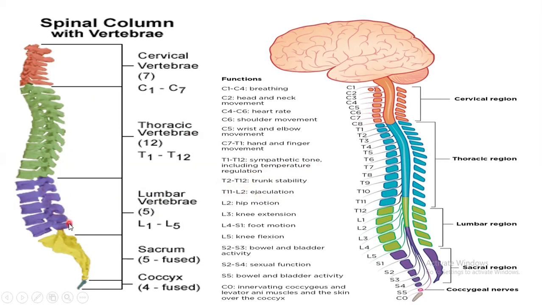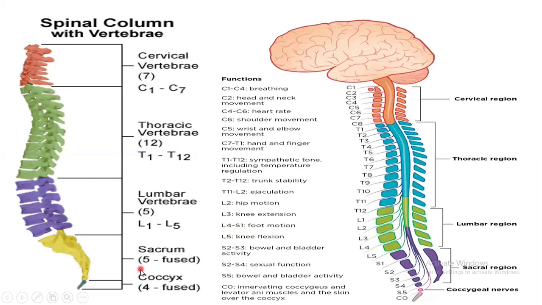The purple part denotes the lumbar vertebrae, extending from L1 to L5, which supply the nerves for the lower back and legs. According to this, L2 helps with hip motion, L3 with knee extension, and L4 to S1 with foot motion. The yellowish part denotes the sacrum.